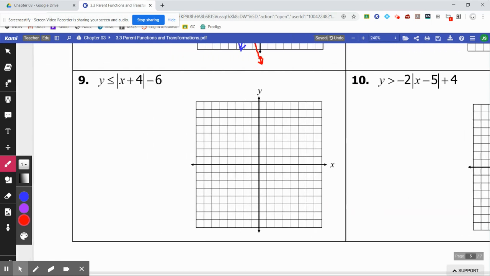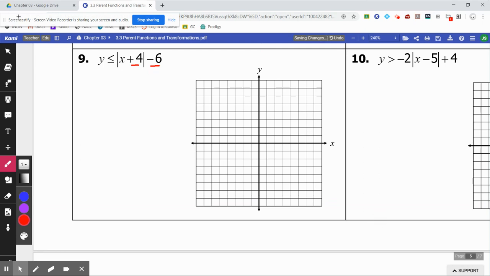Number 9. Now we're dealing with some inequalities. We're going to shade these. So we're just showing that you can use these shortcuts that we've taught you now. We're going to go left 4, down 6. So from your origin, left 1, 2, 3, 4, 1, 2, 3, 4, 5, 6. There's your vertex now.